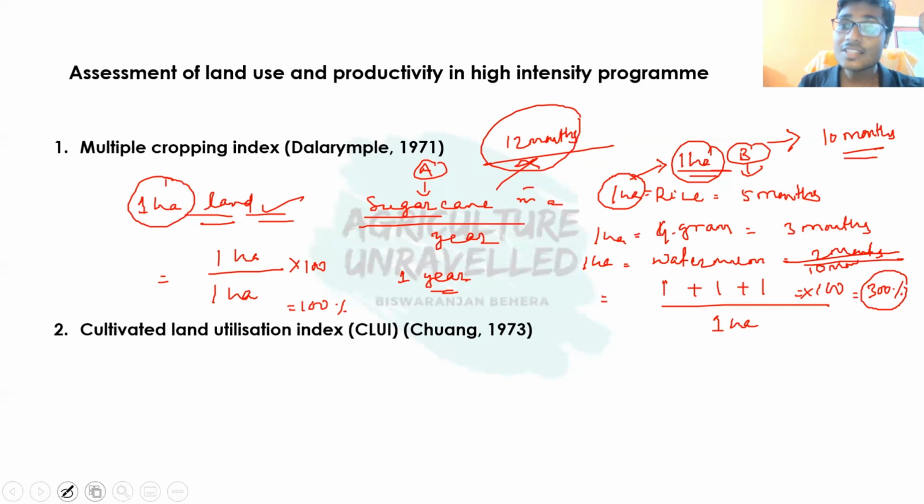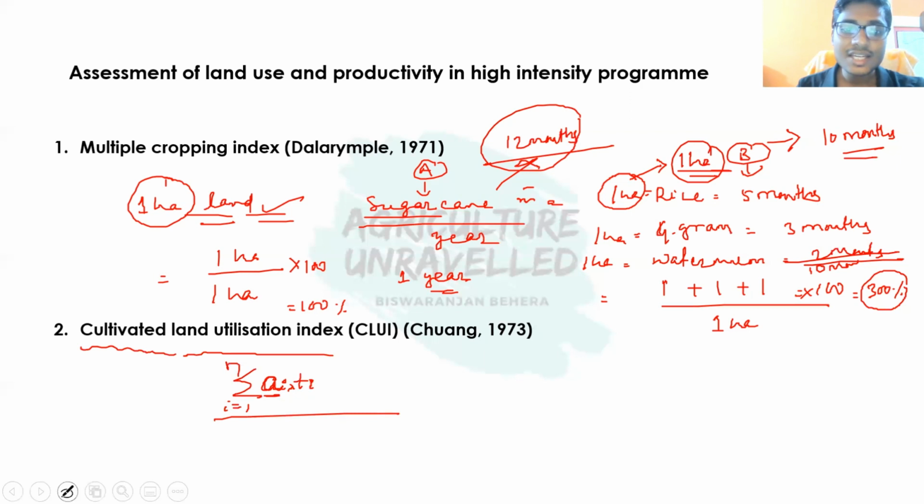To consider the solar energy harnessing period, we have a new indicator, the cultivated land utilization index given by Chuang. What is the formula? Here we have to multiply by the duration of the crop also. The formula is the summation of AI into TI, where AI is the crop area under an individual crop and TI is the duration of that individual crop, divided by the net cultivated area available with the farmer into the total time period. Here the time period is 365 days.